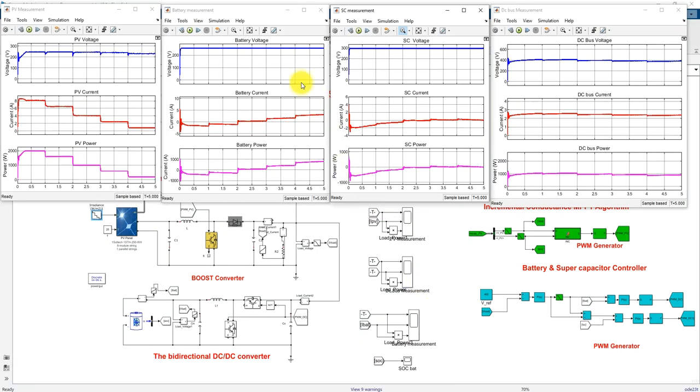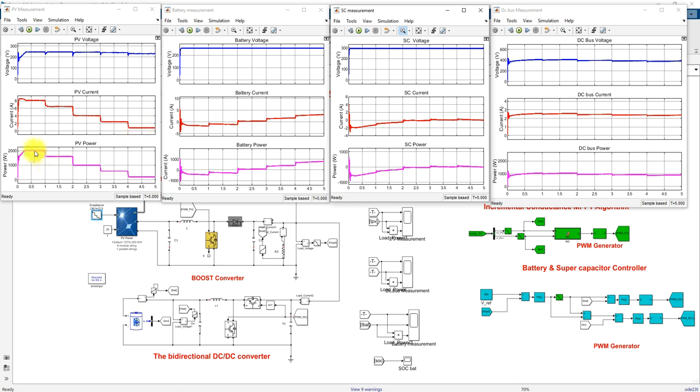Here I am going to explain the simulation result. This is the PV voltage, which is maintained around 245 or 250 volts. Here you can see the PV current: for 1000 watts per meter square, the PV current is maintained at 8 amps; for 800 it is around 6.2 amps; for 500 it is 4 amps; for 300 it is 2.2 amps; and for 100 watts per meter square it is around 1 amp.